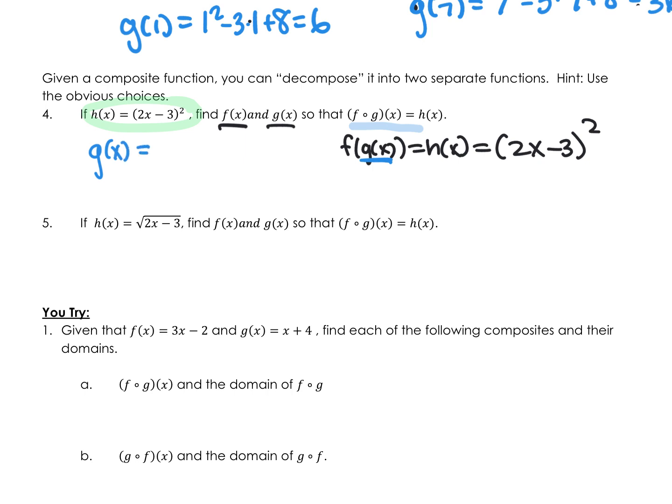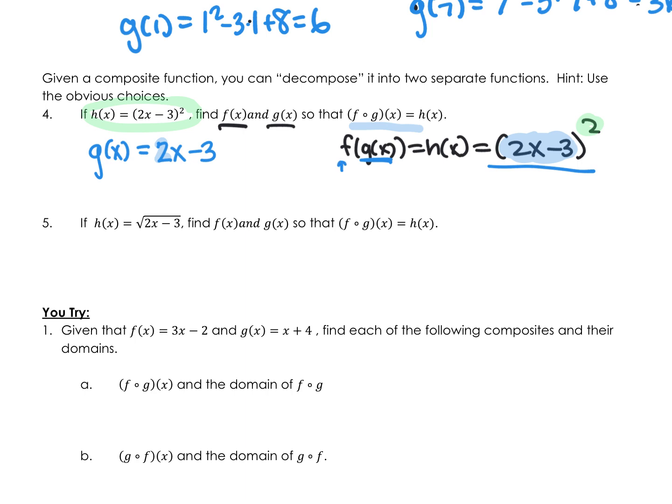What you're going to do is look at your answer and see what looks like the inside, since g is the inside. This is inside the parentheses, so that's what we mean by the inside. 2x minus 3 is inside. This squared is on the outside. So here we would start by saying, okay, 2x minus 3 is on the inside, so that must be g of x. So we're going to say g of x is 2x minus 3, that inside part.